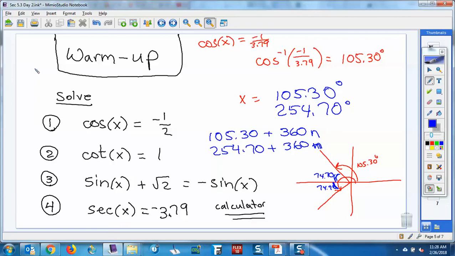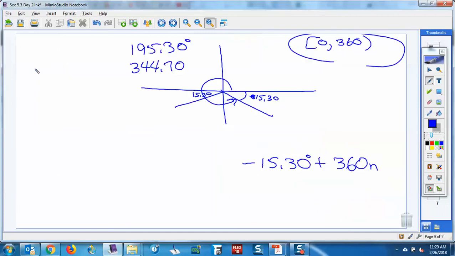Okay, so let's talk about what I call the multiple angle problems. When you have a 3 theta, or a theta over 3, or a theta over 2, when you have something other than just x on the inside, we deal with that at the very end of the problem, just so you understand.